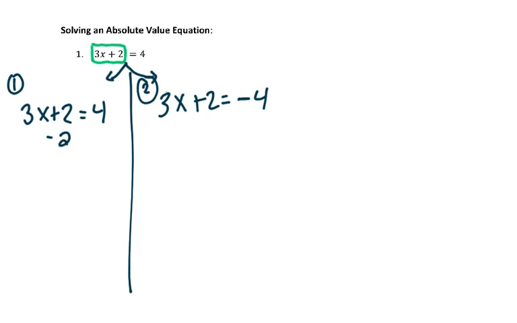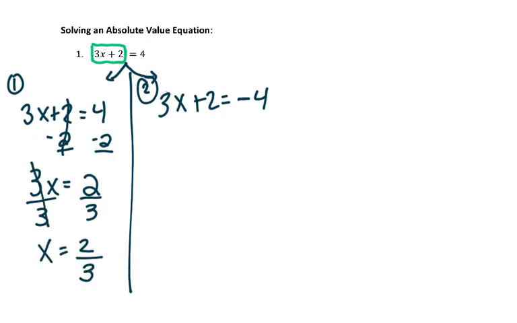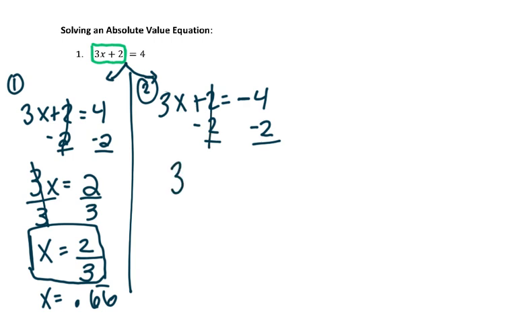I'm going to start by subtracting 2 on both sides. I get 3x equals 2. Then I'm going to divide by 3, and I get x equals 2/3. As a decimal, x is just 0.66 repeating. So I would take either one. I tend to just leave it as a fraction, but if you want to say 0.66, that's fine. For the second one, I'm going to subtract 2 on both sides. For this one, I would get 3x equals -6. Then I'm going to divide by 3, and I get x equals -2.